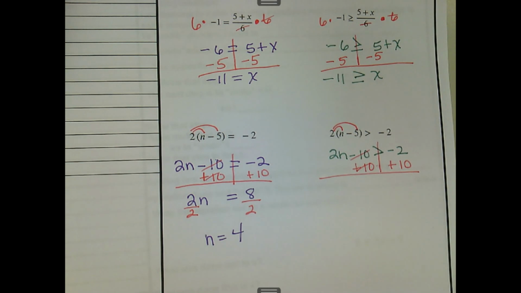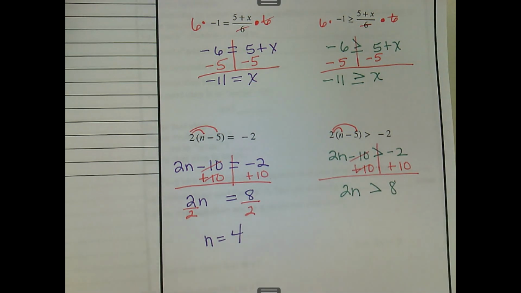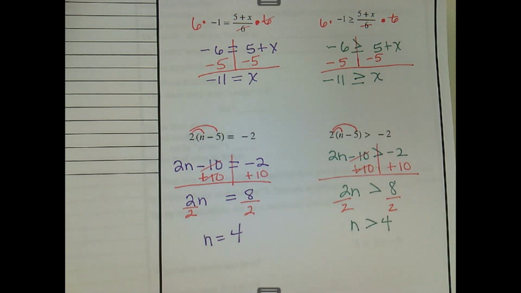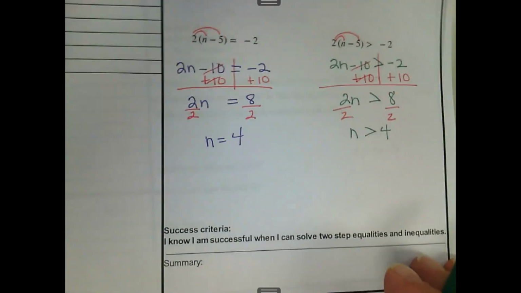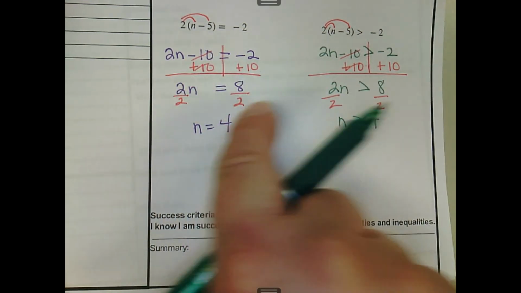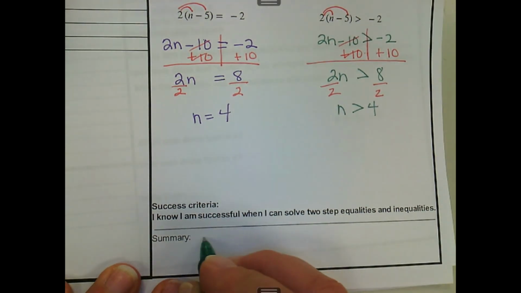This cancels out on that side. 2n is greater than 8. 2n, 8, 2n, and 8. Divide by 2. N is greater than 4. So you can see as you're doing the inequalities, the process is still the same. The problem is we need to get better at doing our arithmetic operations to undo. Success criteria, I know I'm successful when I can solve two-step equalities and inequalities. These are two-step equations.